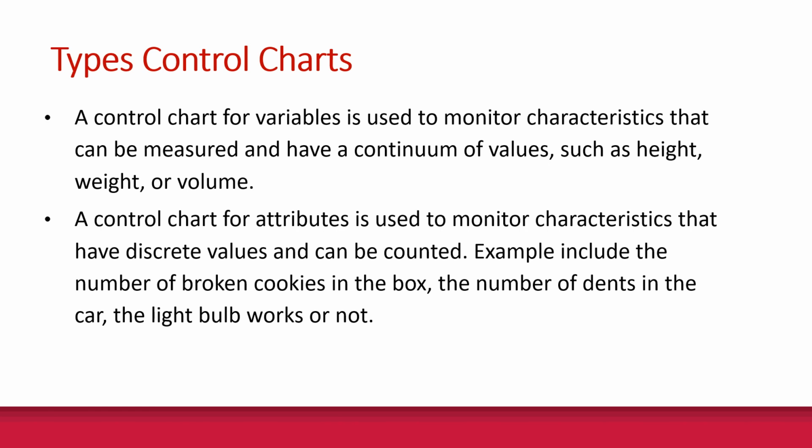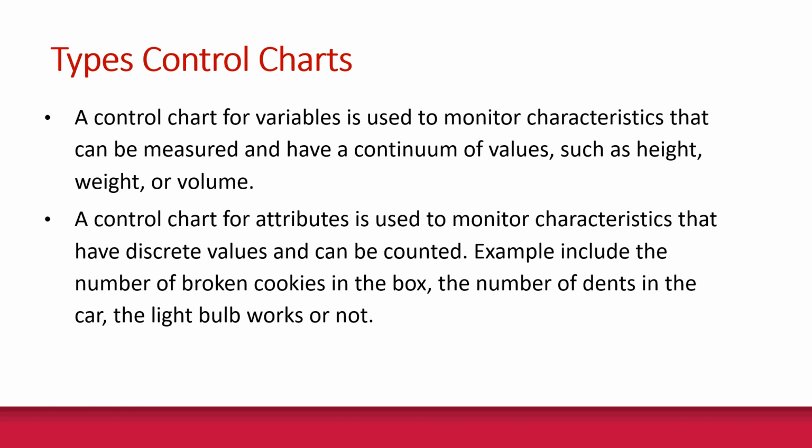A control chart for variables is used to monitor characteristics that can be measured and have a continuum of values, which means they're not discrete. They have a decimal point, for example. One way I like to think about it is that a variables control chart measures things that have units. For example, a length is so many meters or inches. A weight is so many pounds or kilograms, etc.